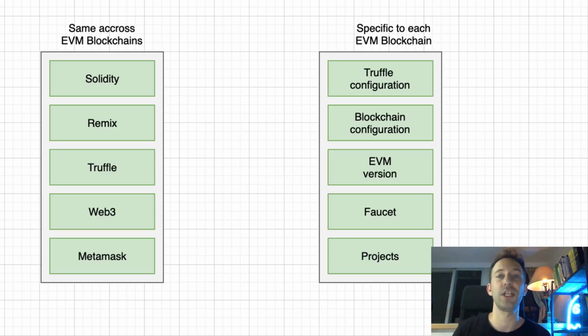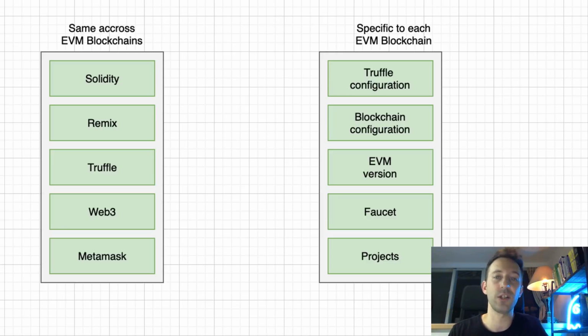Another thing that will change is how you get testnet ether. When you develop smart contracts, you can deploy to so-called public testnets, which are networks just used for development where we manipulate fake ether. You can get this fake ether for free using websites called faucets.